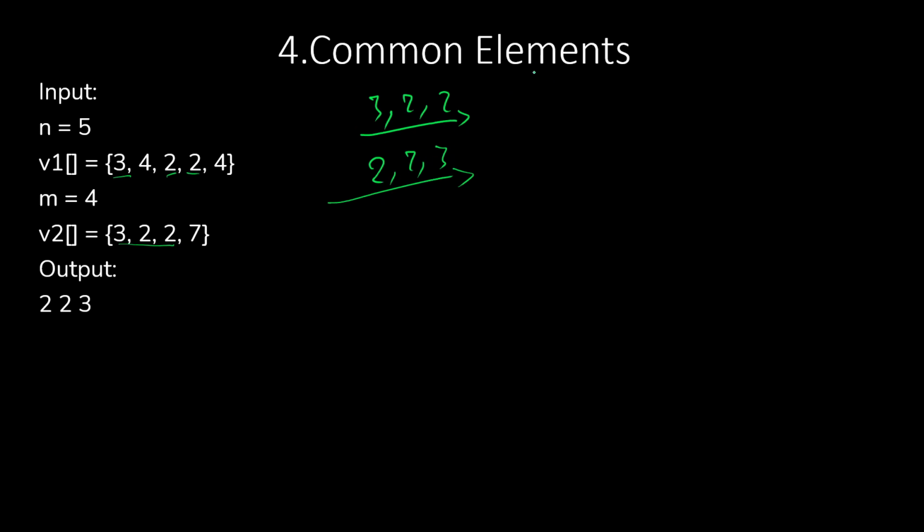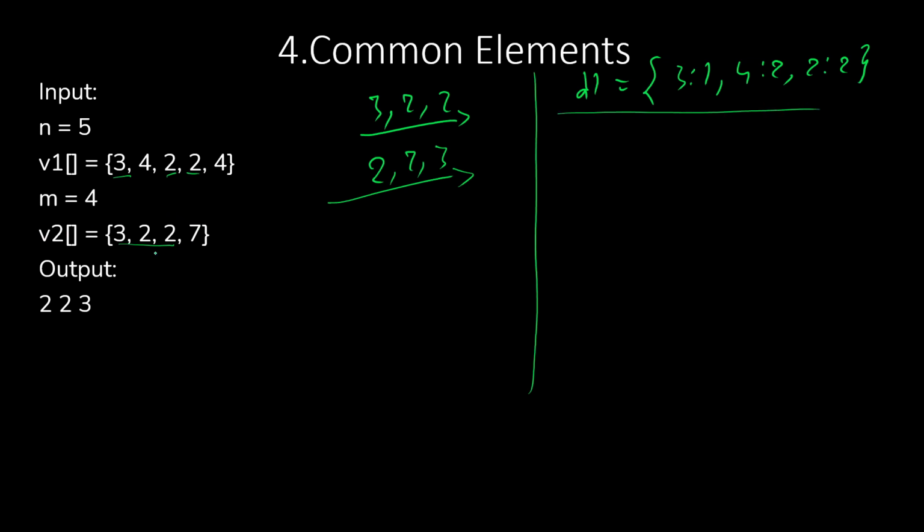Now let us understand the coding approach. What we have to do is add the first array, v1, to a dictionary. Let us call it d1, and we add all those elements. That dictionary will have the keys, and the value of each key will be the number of times the element has been repeated. 3 is there one time, 4 is there two times, and 2 is there two times. Now we only want the d1 hash map.